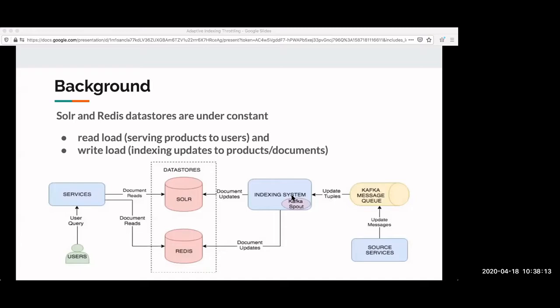So the services and users make up the read traffic. And the indexing and the updates and the source services, the right hand side of the picture, that makes the write traffic. So these are the two major sources of information, sources of operations. So source services are responsible for the writes coming to our data stores, and users are responsible for the reads coming to our data stores.